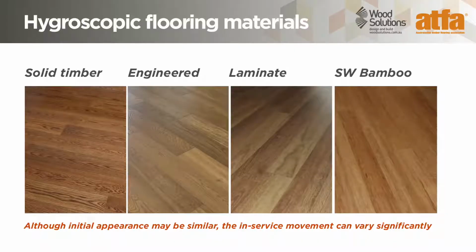The photos here show the similarities in appearance between 4 different types of hygroscopic flooring, from solid timber, engineered timber, laminate flooring to strand-woven bamboo. As they are all hygroscopic, they will all experience the effects of expansion and shrinking during their lifetime. And although they look similar, the extent of their movement will vary significantly.